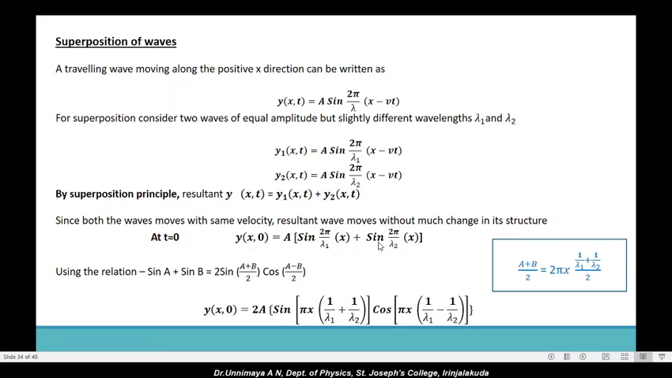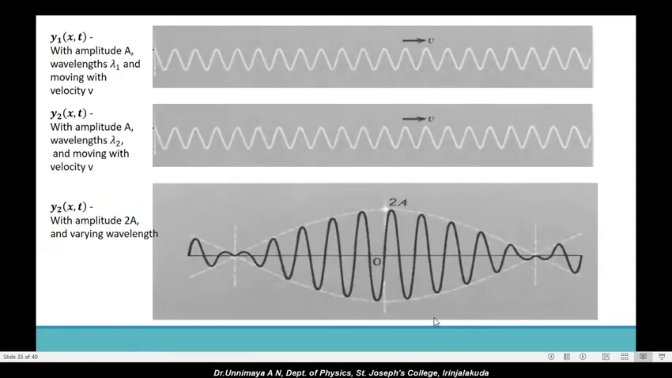Using the sin A plus sin B form, that is 2 sin (A plus B)/2 cos (A minus B)/2, the resultant will be 2A into the first term, sin (A plus B)/2, which becomes sin pi x (1/lambda 1 plus 1/lambda 2). Then cos (A minus B)/2 becomes cos pi x (1/lambda 1 minus 1/lambda 2).